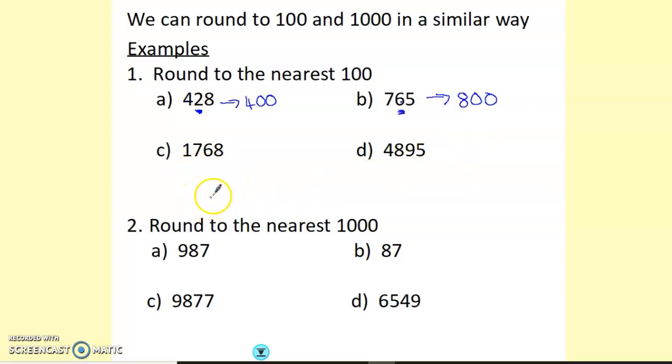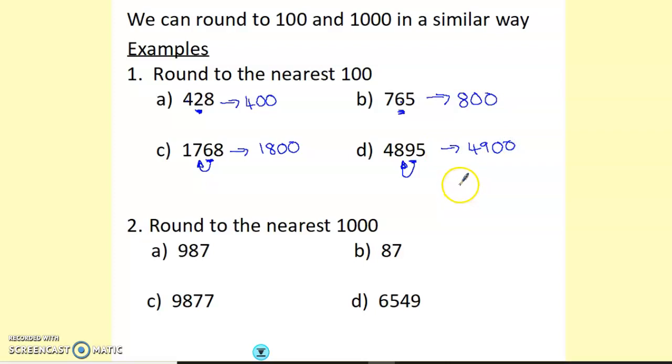1768, that's in between 1700 and 1800. The number in my tens column is my 60, so 6. It's going to push that up to an 8, so it would round up to 1800. 4895, that's between 4800 and 4900. It's a 9. It's going to push that 8 up to a 9. So we'd get 4, 9, 0, 0.